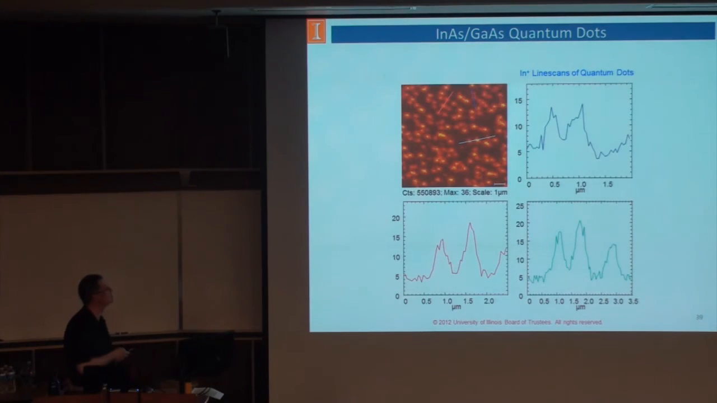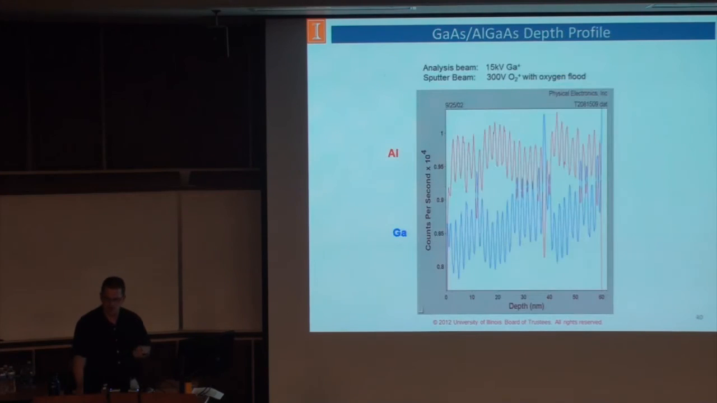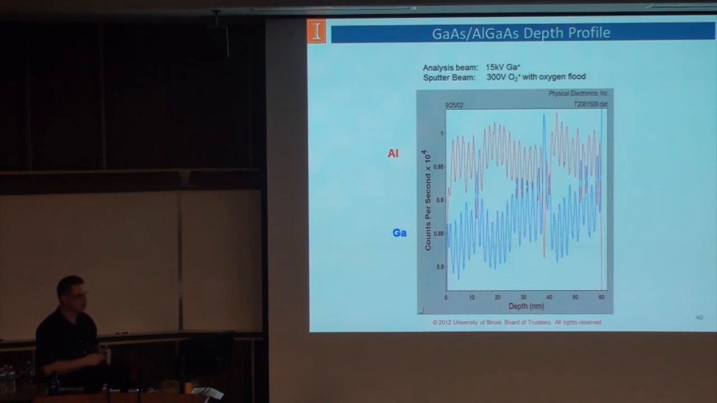We can also get pretty good lateral resolution in the time of flight SIMS. These are some quantum dots, indium arsenide on gallium arsenide quantum dots. Each of these dots, from the line scans you can see here, has about a half micron in width. This was done with an indium source. We're using the gold source, so our resolution is not quite that good. But we can also get really good depth resolution with either system.